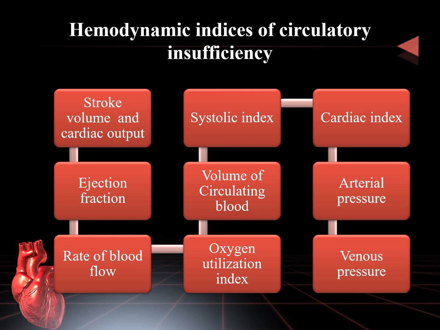Normally, the oxygen utilization index is 0.3-0.4. This means the tissues absorb 30-40% of the arterial oxygen. And in circulatory failure, due to decreased blood flow rate, the percent of oxygen utilization increases. It's also considered a compensatory mechanism. The volume of circulating blood increases too.